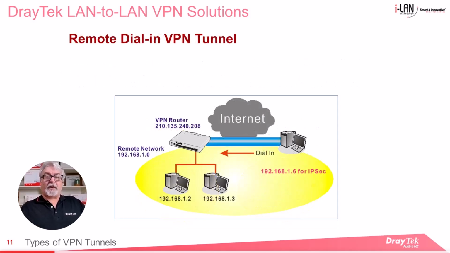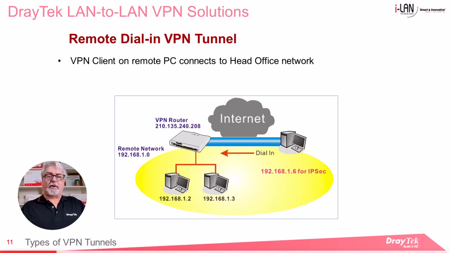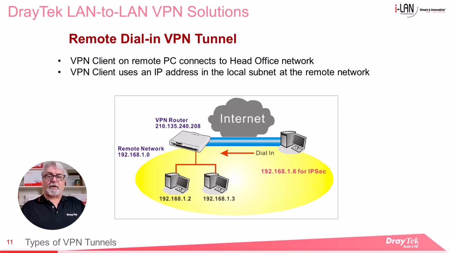The second type of VPN is a remote dial-in VPN tunnel, also known as a host-to-gateway or host-to-LAN VPN. Here, a single user uses a VPN client, that's software, running on the computer to set up a VPN tunnel for secure communication with the head office network. The VPN client will use an IP address in the local subnet at the remote network.